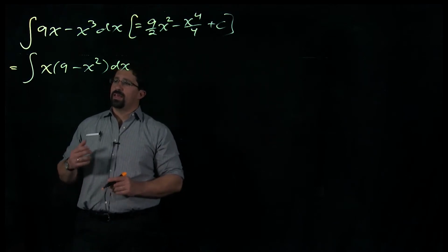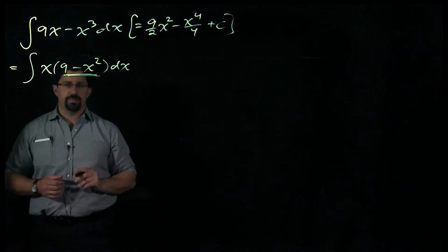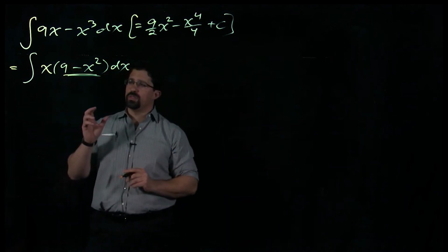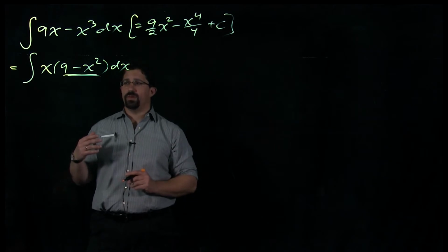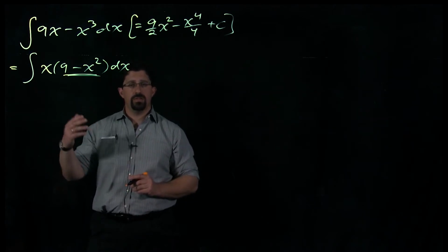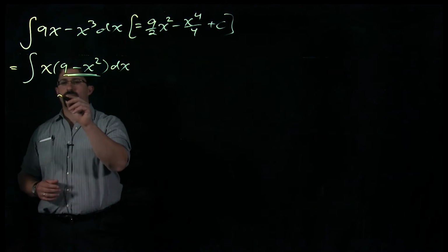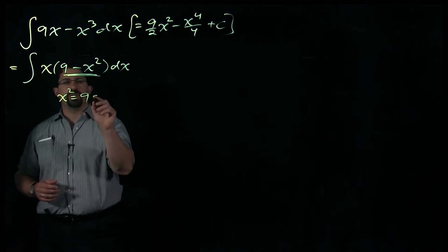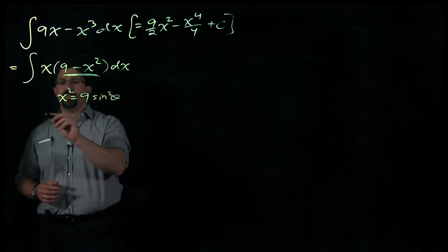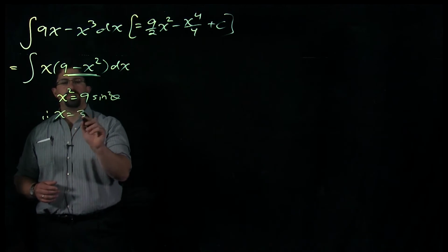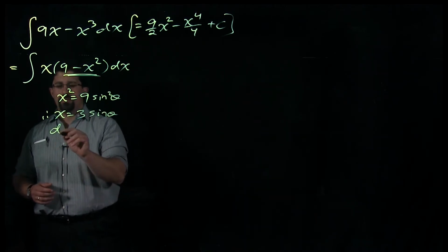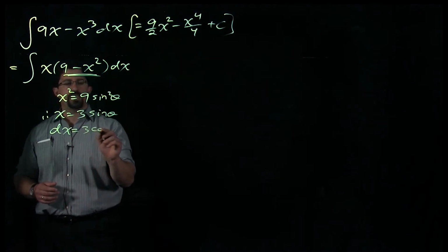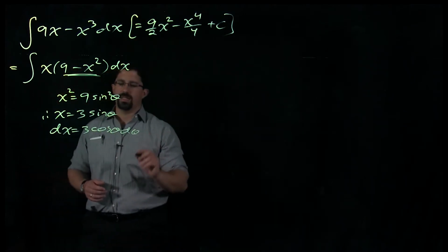And most instructors would look at this and wonder what it is that you're trying to do. I'm going to take this bit over here, and I'm going to use that to indicate that I'm going to go with a substitution into trigonometry. I'm going to want x squared to be equal to 9 sine squared theta, and therefore I'll take x equal to 3 sine theta, which means that dx is equal to 3 cos theta d theta.